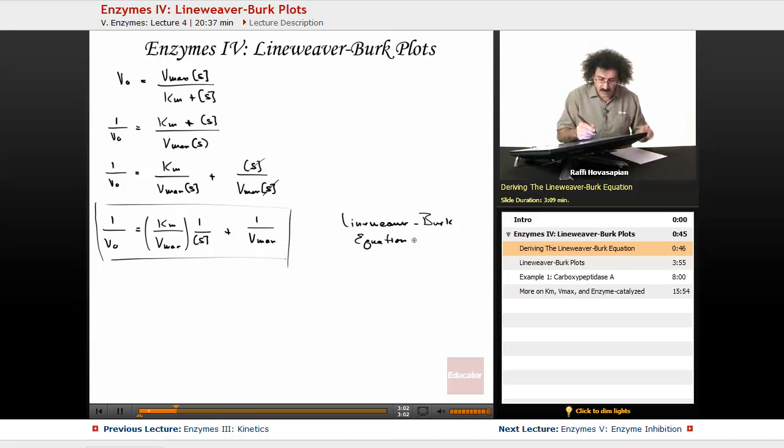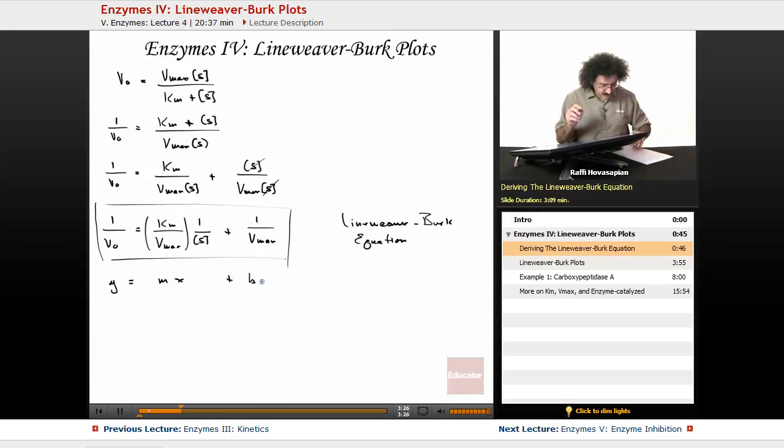That's what's important. Notice the form of this. This is y equals mx plus b, and this is the equation for a line. Y is 1 over V0. M, the slope, is Km over Vmax. 1 over S is the independent variable. And 1 over Vmax, that's the y-intercept.